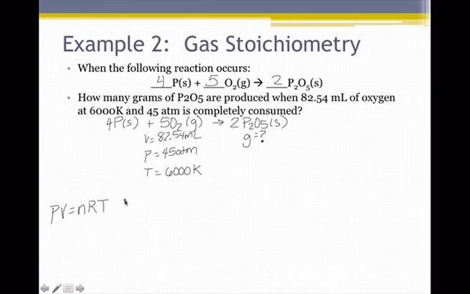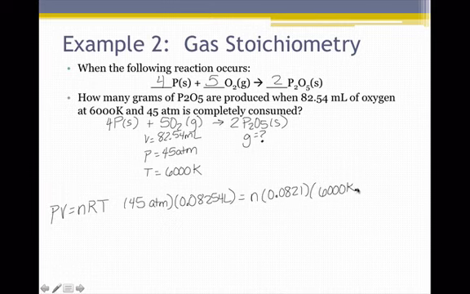The pressure we're given is 45 atmospheres. The volume, and I want to put it in liters, would be 0.08254. I don't know n. My R is the same as last time, and my temperature is 6,000 Kelvin. So if I do this and I solve for n, I'm going to come up with 0.00754, and that's moles of oxygen.